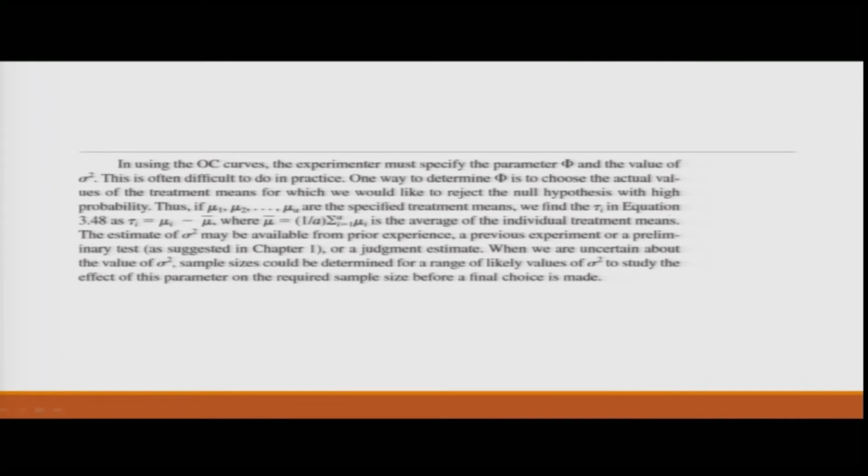So, when we are uncertain about the value of sigma square, the sample size could be determined for a range of likely values of sigma square, to study the effect of these parameters, and the required sample size can be chosen before a final decision is made accordingly.